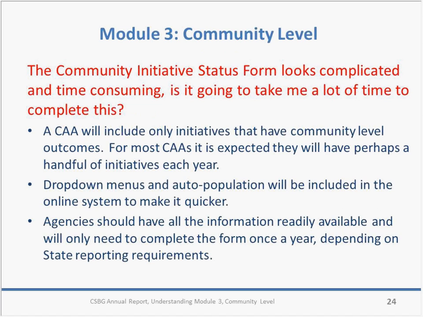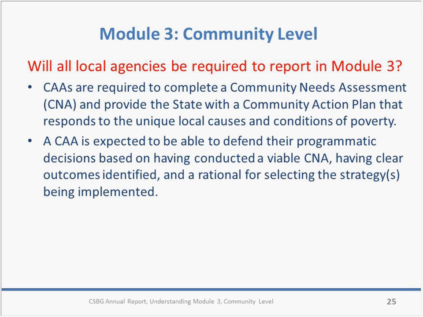About the initiative status form, what makes it so important to us when it looks complicated and time-consuming? This is only about initiatives that have community-level outcomes. I said this is probably only a few per year, and there are drop-down menus and auto-population that will make it quicker to both enter the first year and then update it in following years. It should be something that you have the information readily available for, and you are only going to be completing the form as you need to, based on your state reporting requirements. So it won't take a lot of time, and it won't actually be as complicated as it might seem at first glance.